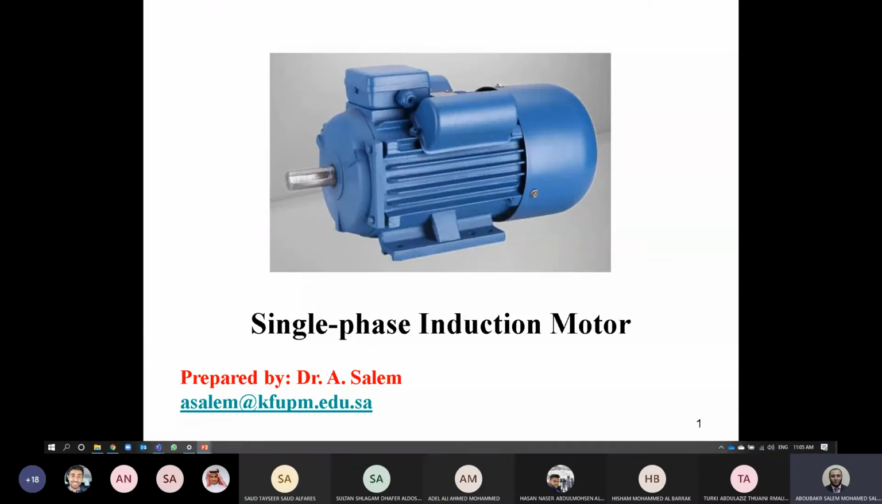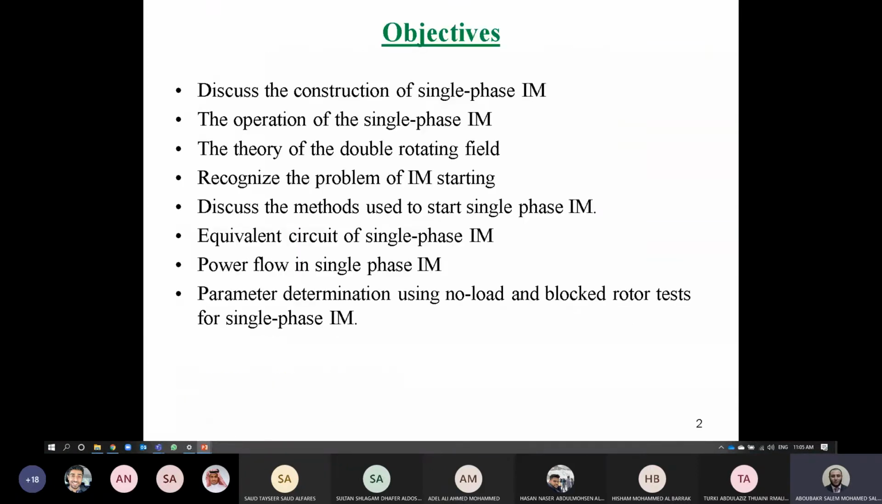As you remember, in previous classes we discussed the construction of the single-phase induction motor, the theory of the double rotating field, and we recognized the problem of induction motor starting, why a single-phase induction motor is not a self-start motor. It needs something to create a component for starting torque or flux in the beginning. Then we discussed the different circuits used to start the induction motor, and we agreed together, Shabab, that each motor has a name with the same name as the starting method.